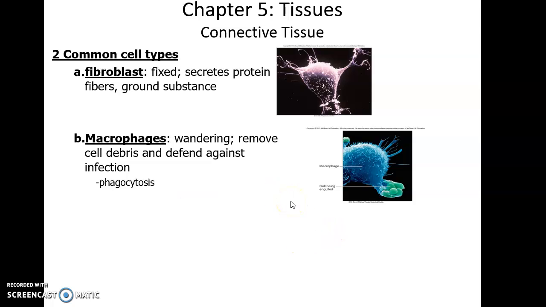All right, two common cells found in connective tissues. We have fibroblasts. Fibroblasts are cells that secrete the extracellular matrix. This produces the protein fibers, produces the ground substance, and they are fixed and stay in that tissue. Another would be macrophages. Macrophages are wandering cells. They are part of our immune response. So they will remove cell debris, break up cell debris, and also defend against infection. And they do this via phagocytosis.